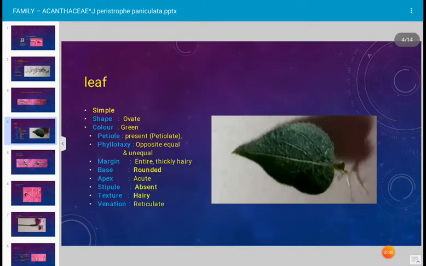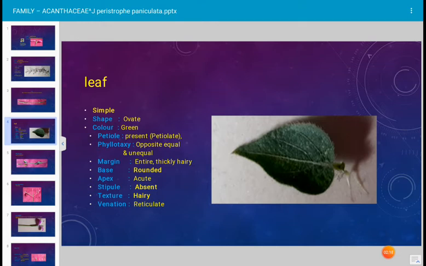Next, this is the leaf of Peristrophe paniculata. The leaf is simple because it has only a petiole and lamina. When the petiole and lamina are present in the leaf, such a leaf is described as a simple leaf. The shape of the leaf is ovate. The color of the leaf is green and it has a petiole, a stalk-like structure to the leaf. Hence, in taxonomic language, the leaf is described as a petiolate leaf. And the arrangement of the leaf is opposite, equal and unequal.